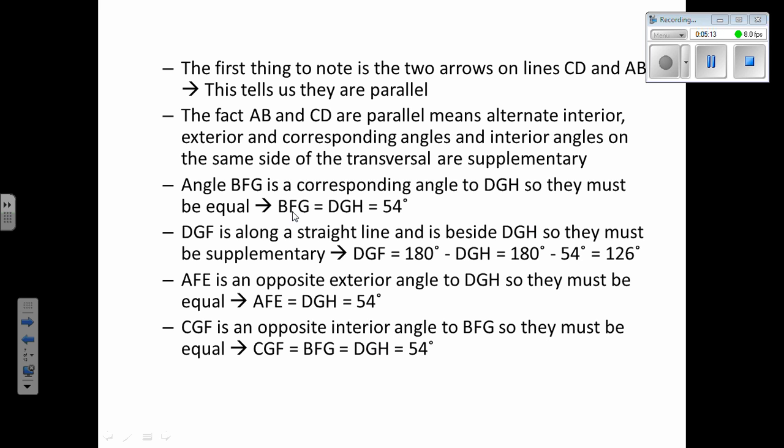AFE is an opposite interior angle to DGF, so they must be equal. So AFE equals DGF, which equals 126. CGF is an opposite interior angle to BFG, so they must be equal. So we could say that CGF equals BFG equals DGH, which equals 54. Make sure you're noting this on your picture.